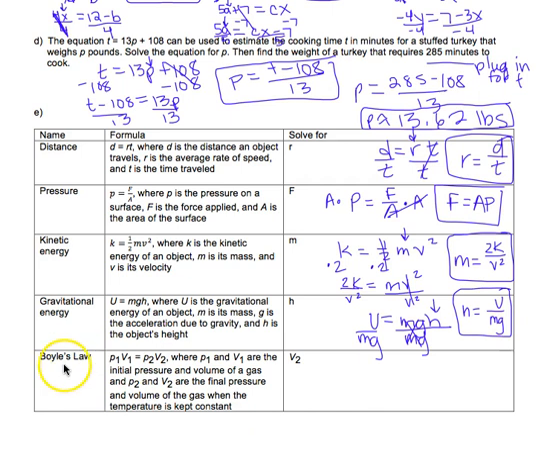All right, last one. This is Boyle's law. P1 and V1 are the initial pressure and the initial volume of a gas. P2, V2 are the final pressure and final volume of the gas when the temperature is kept constant. So we are going to solve this for V sub 2. So V sub 2 is what I want to get alone. That means I need to get rid of P sub 2, which is multiplied. We undo multiplication with division. So we divide that away, and then I have V sub 2 equals P sub 1 V sub 1 divided by P sub 2.